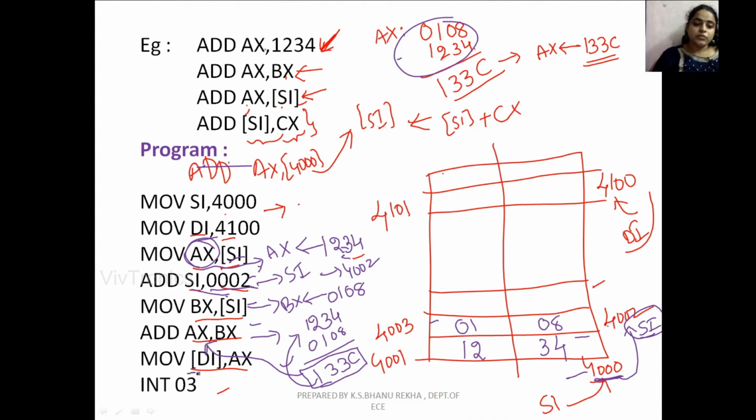Move content of DI comma AX. So where is our DI? Here our DI is 4100. So into this memory location, this data has to go. This is a 16-bit register, so the upper byte is filled in the odd memory location and the lower byte is filled in the even memory location. So 133C will go to this location. Okay, INT 03 means the program stops execution. So in this way the add instruction works.